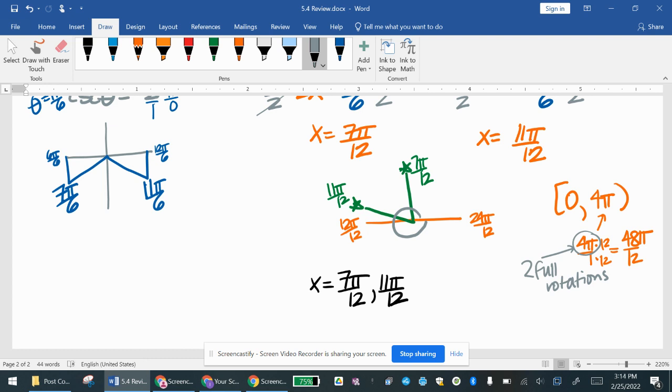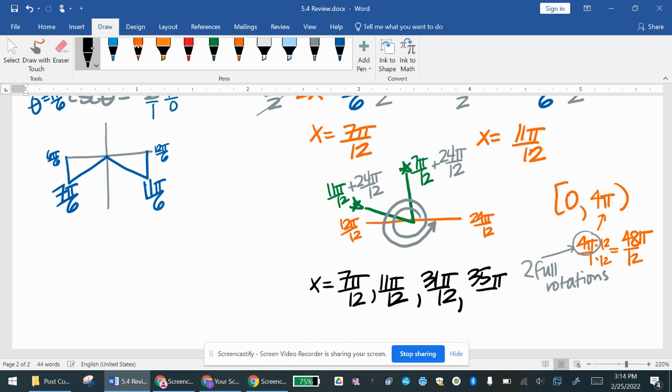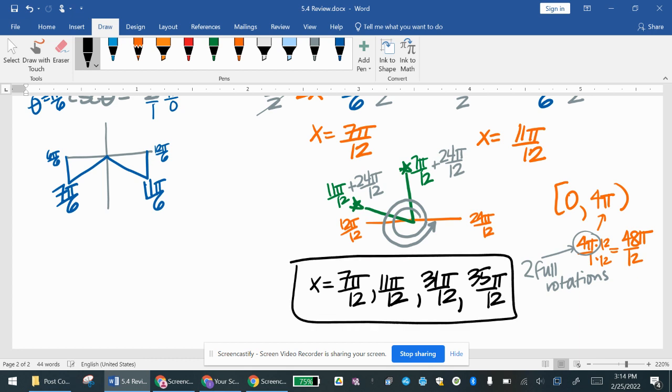So the second time I go around, I'm going to pick those same angles up again, but remember, they're going to be a full circle, a full rotation greater than what you started with. And a full circle around with this denominator is 24 pi over 12. So you're essentially asking yourself, okay, well, what is 7 pi over 12, 24 pi over 12 lengths later? That's going to give you 31 pi over 12. And then 11 pi over 12 plus 24 pi over 12 is 35 pi over 12. And those are all the answers in 2 full rotations.